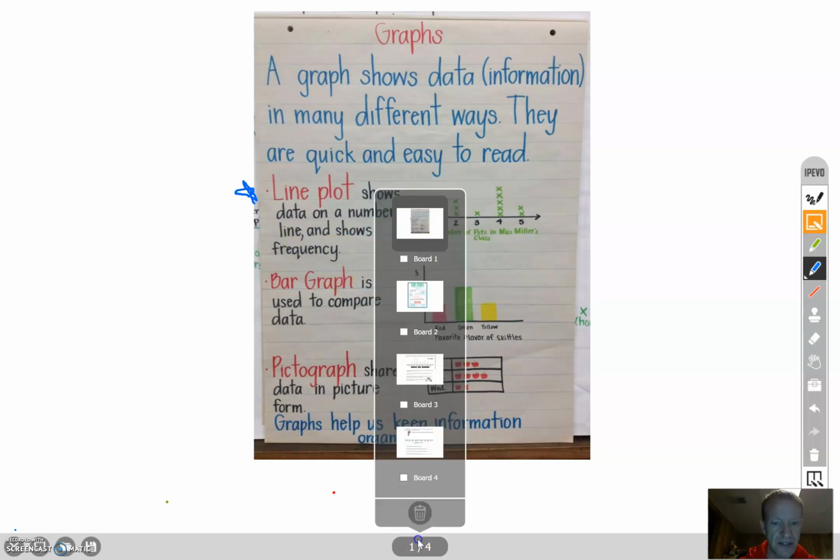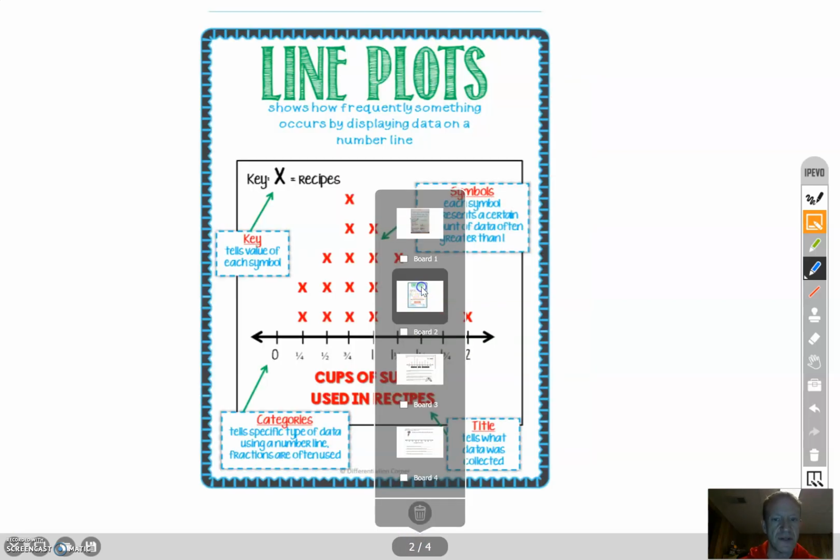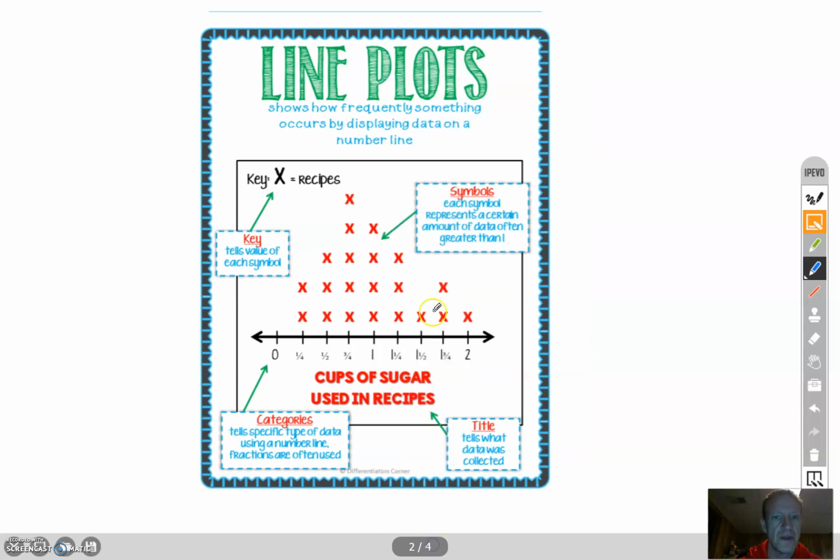So let's go ahead and take a look at this first slide. It kind of breaks down what a line plot looks like. So in a line plot, most of the time you'll have a key and it'll tell you what the X's represent. So the X's right here represent recipes. Okay? You're going to have symbols. Okay? Those are the X's. And most of the time it is X's. Okay? But there can be other line plots out there as well.